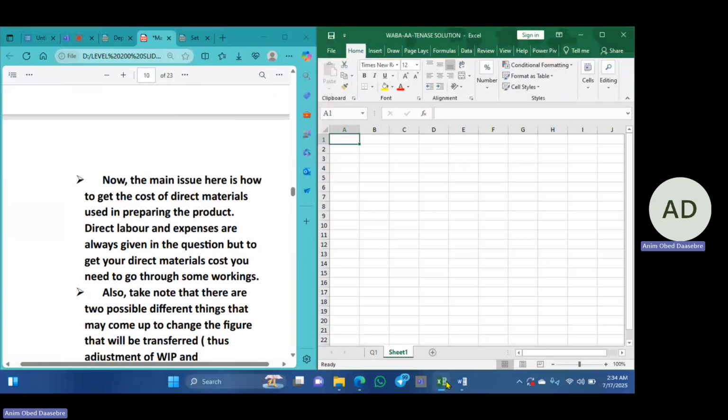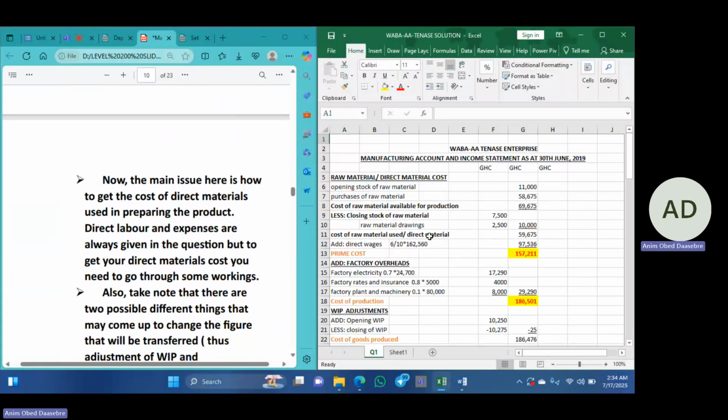So basically, this is an example. To find your raw material cost that you use in manufacturing the product, you start with your closing stock of raw material, then you record it, then you add your purchases of raw material. Then if there is any adjustment on the purchases of raw material, you have to adjust it.